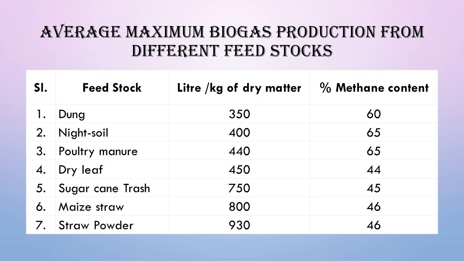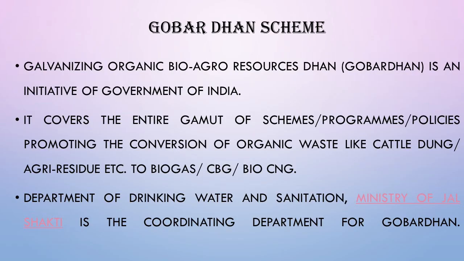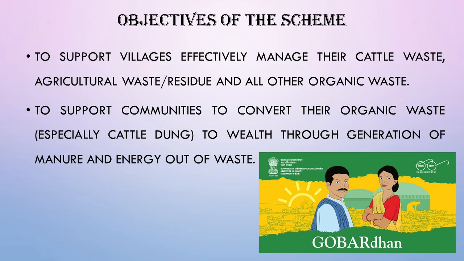GOBARdhan scheme. Galvanizing Organic Bio-Agro Resources is an umbrella initiative of the Government of India. It covers the entire gamut of schemes, programs, and policies promoting the conversion of organic waste like cattle dung, agricultural residue, etc. to biogas, CBG, bio-CNG, etc. The Department of Drinking Water and Sanitation, Ministry of Jal Shakti, is the coordinating department for this particular scheme.